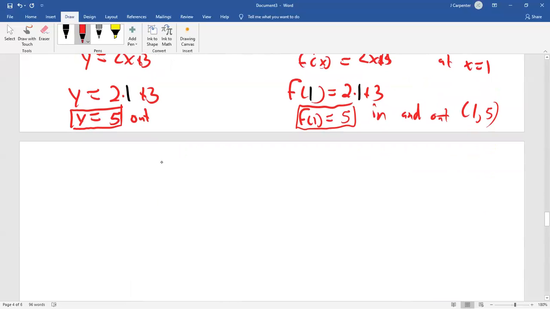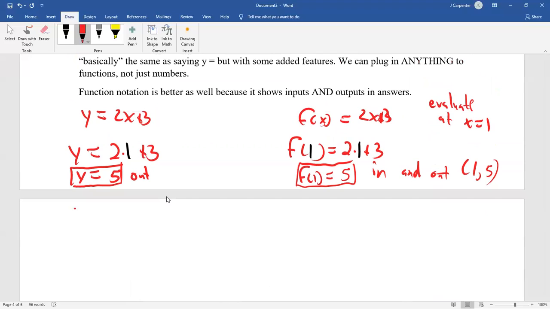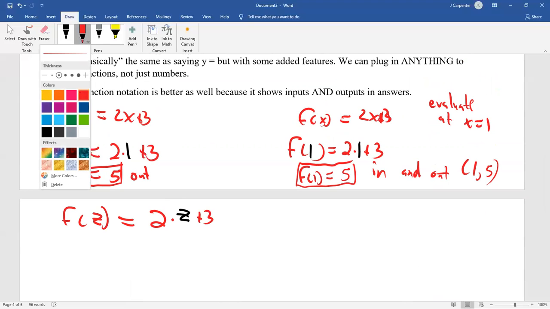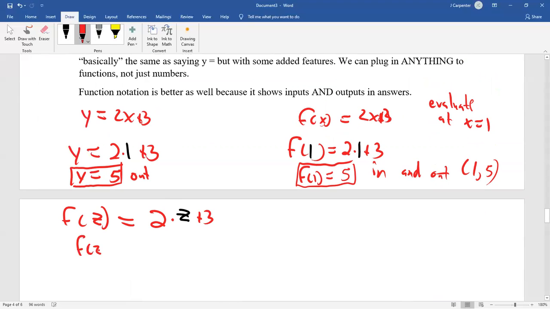And again, we can plug in all sorts of things. Instead of just doing f of 1, let's do f of z. So I'm plugging in z. I put little lines in the middle of my z's to distinguish them from 2's. So that'll be 2 times z plus 3. Now I can't actually do anything to 2 times z plus 3, so f of z is 2z plus 3. Your answers can actually be polynomials and rationals and radicals and expressions instead of just numbers.